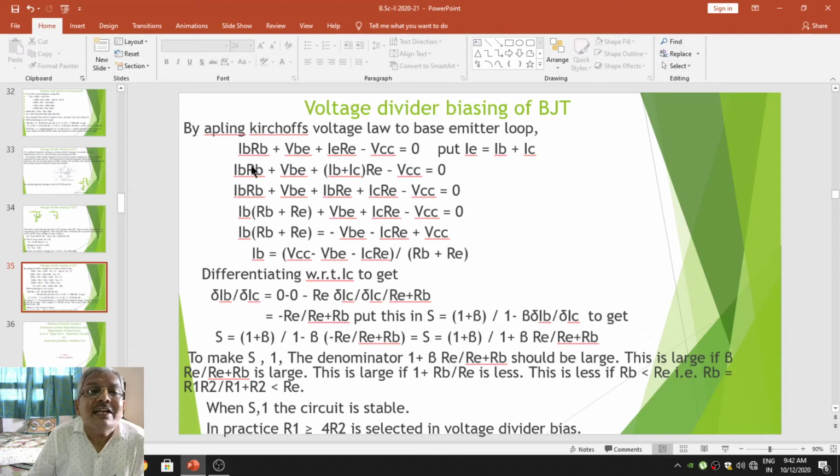Then take IB common so as to get IB RB plus VBE plus IB plus IC into RE minus VCC equal to 0. IB RB plus VBE plus IB RE plus IC RE minus VCC equal to 0. By taking IB common, IB into RB plus RE plus VBE plus IC RE minus VCC equal to 0. Now we have to calculate the value of IB, so transfer RB plus RE to the right side.